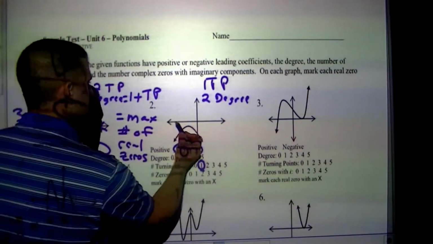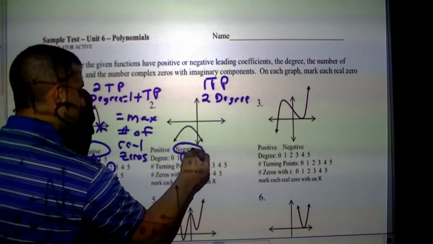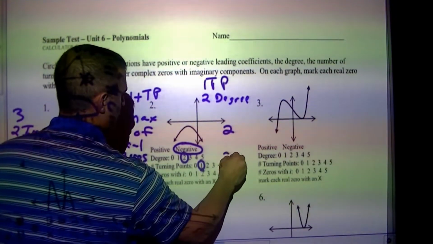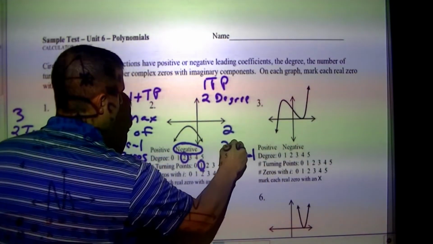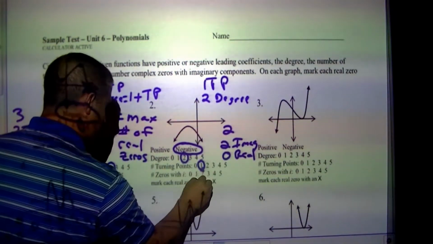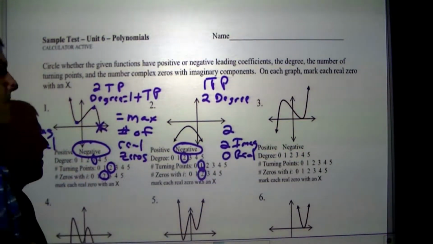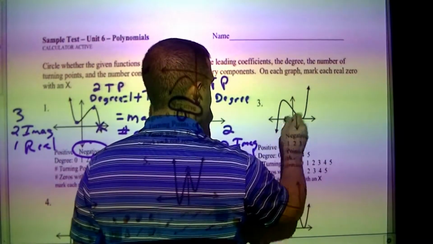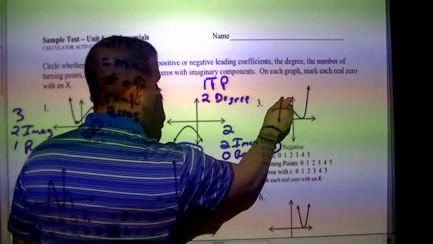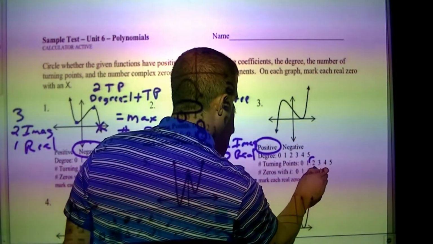Now put an X, it's got to cross this line. That means I have 0. So if I have two possible zeros, 0 real, that means I've got to get 2 imaginary. As you can see, that totals up to get to that, so I've got 2 imaginary in this case. This end behavior is this way, so that's going to be a positive. I've got 1, 2 turn points.